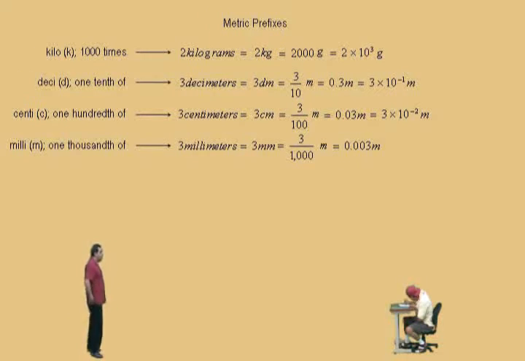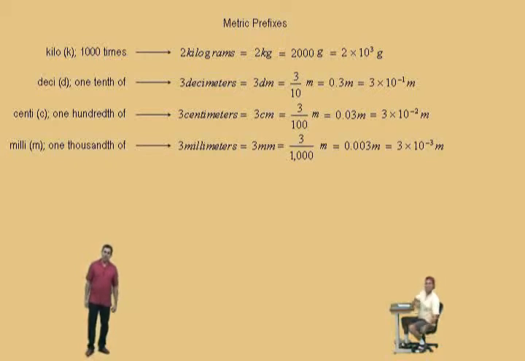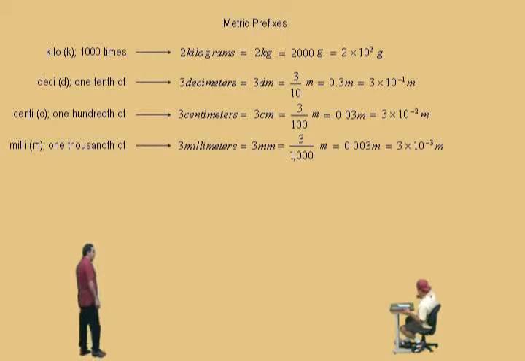Now, in scientific notation, Charlie, what's that one? 3 times 10 to the negative 3. Very nice, Charlie. That's right. So, 3 millimeters is 3 times 10 to the negative 3 meters.